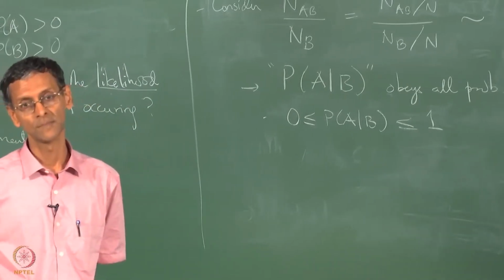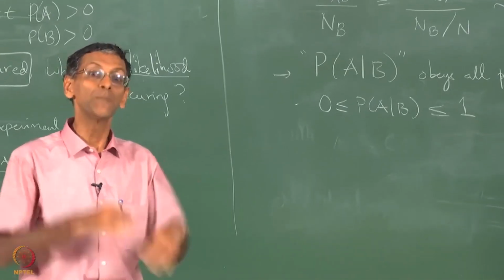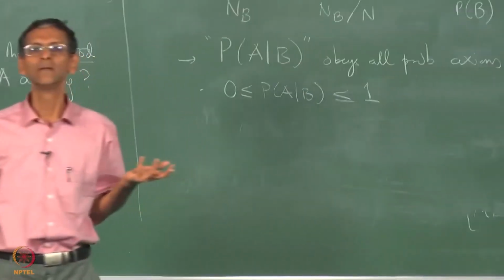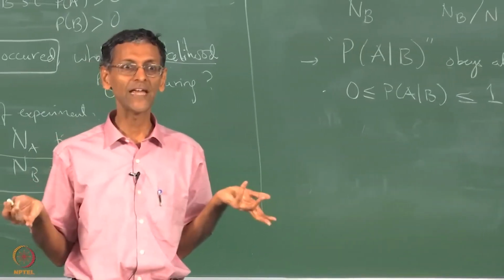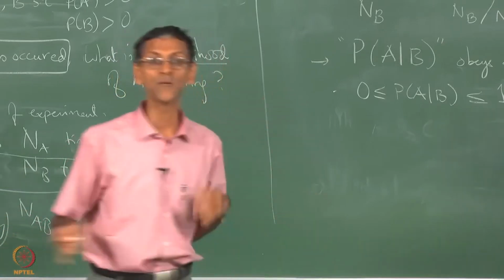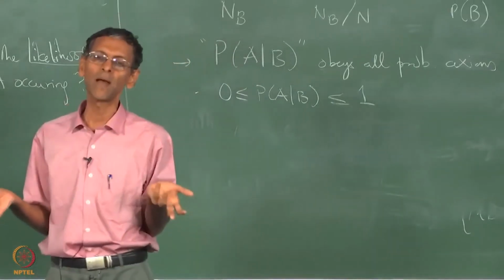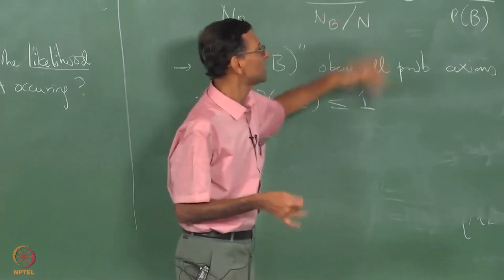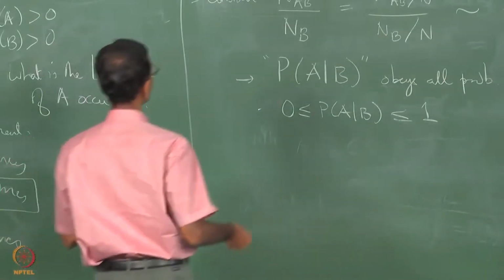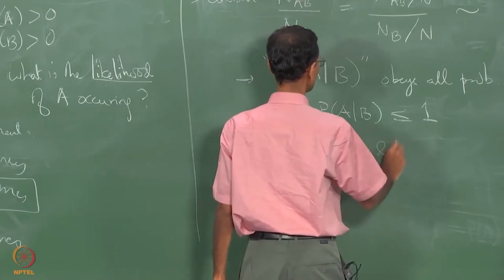When A is in fact equal to B. When A is equal to B, it becomes equal to 1. When A is bigger than B, what happens? Does it exceed 1? No, it will never exceed 1, because AB can never exceed B, even if A is bigger than B. For example, if you take A to be omega itself, omega may be bigger than B, but omega intersection B is B only. So this ratio never exceeds 1. So it is between 0 and 1, and then the additivity axiom is also automatically obeyed, because if A1 and A2 are mutually exclusive, A1B and A2B are also mutually exclusive. Let me use A1 and A2 rather than A and C.